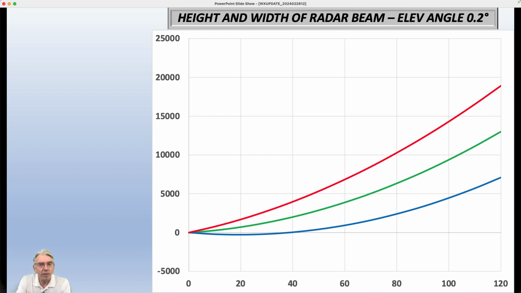And the greater the elevation angle is, the more rapidly the beam ascends in height as it goes out. And that can be a problem because you eventually reach the point at a certain range where you're going over top of most, if not all, of the weather. And so you want to keep that elevation angle as low as you can.